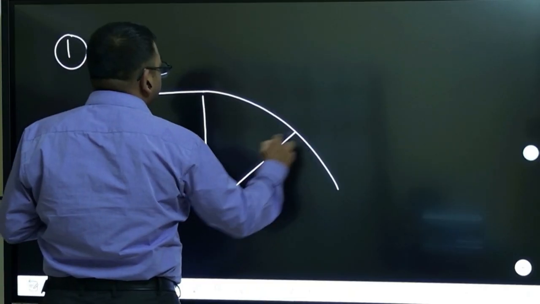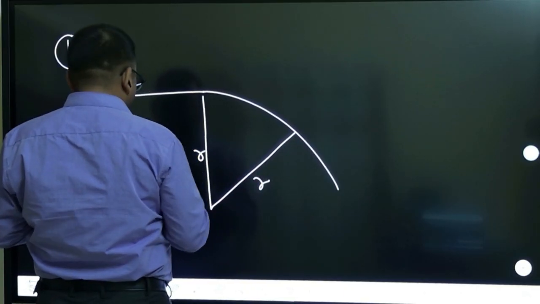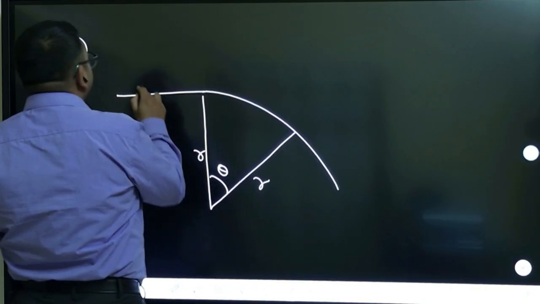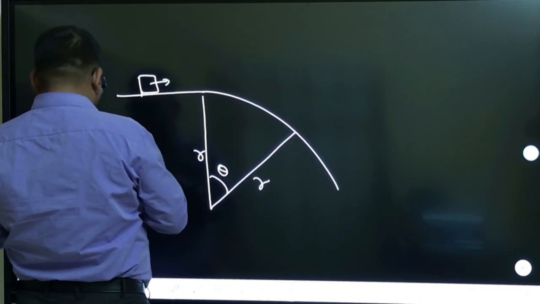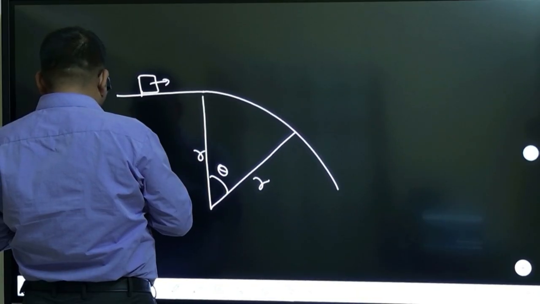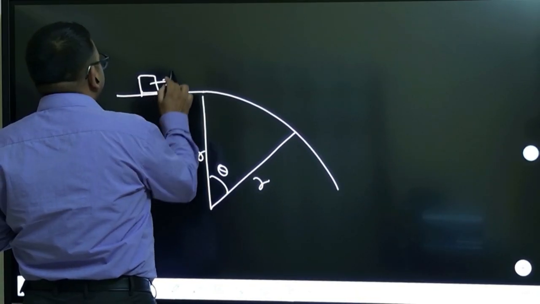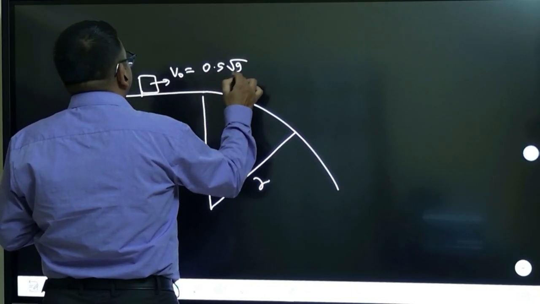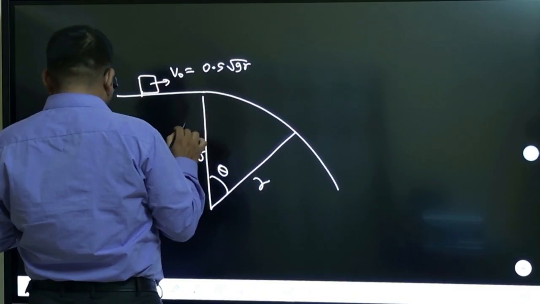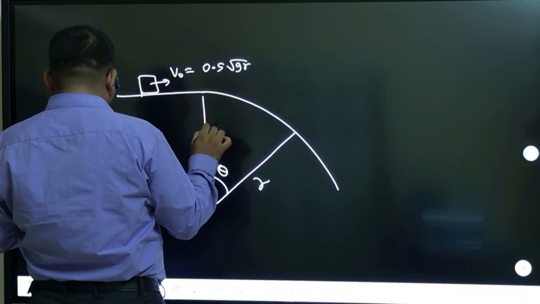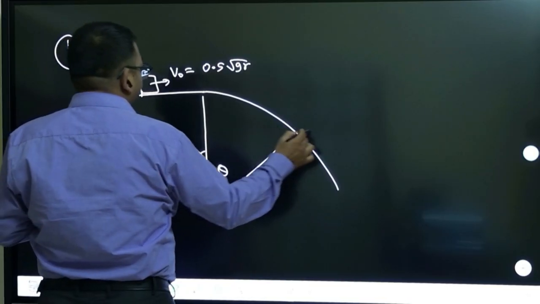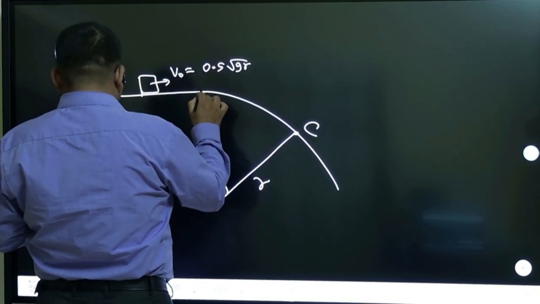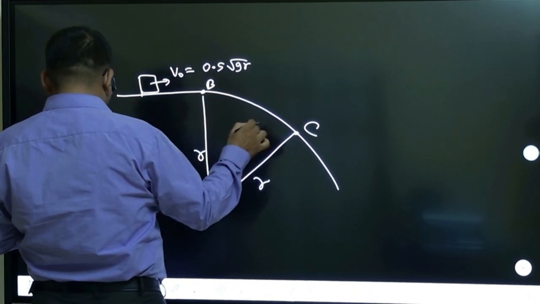Suppose this is radius r, and there is a body which is moving this way. A small block slides with a velocity v naught given as 0.5 root gr. It is going to move this way on a smooth surface. The block leaves the surface at this point C, and this is point B where it enters the circular path.